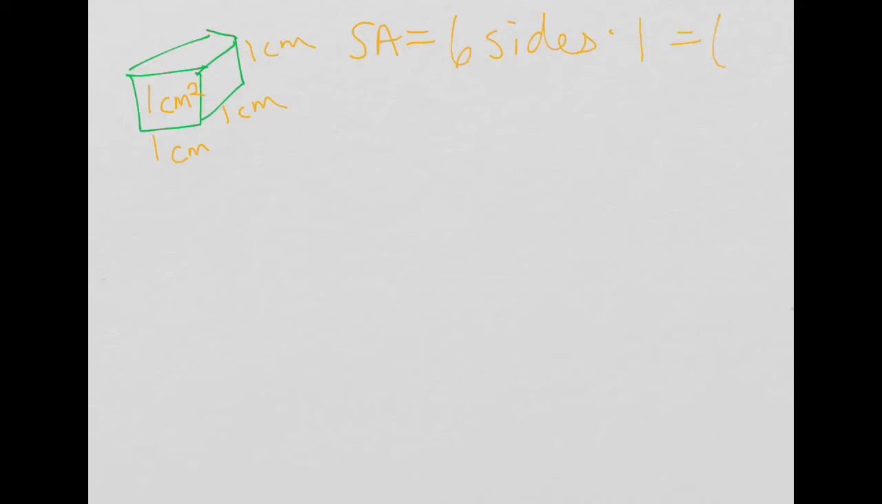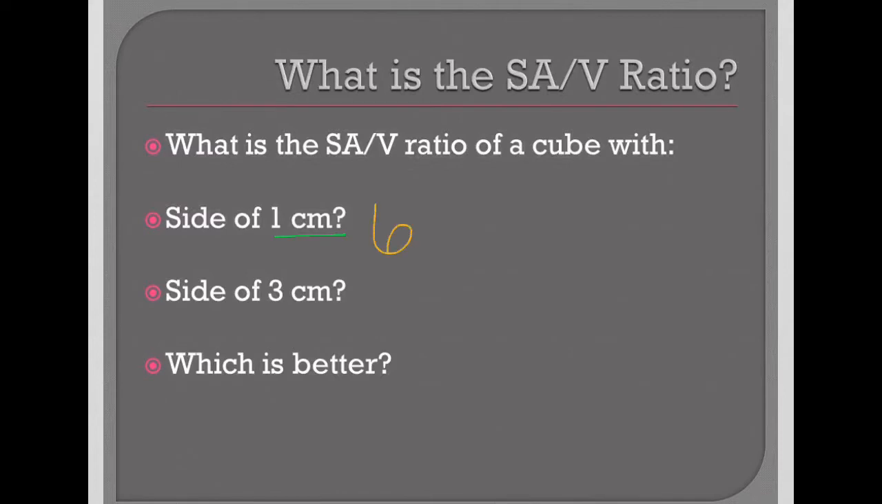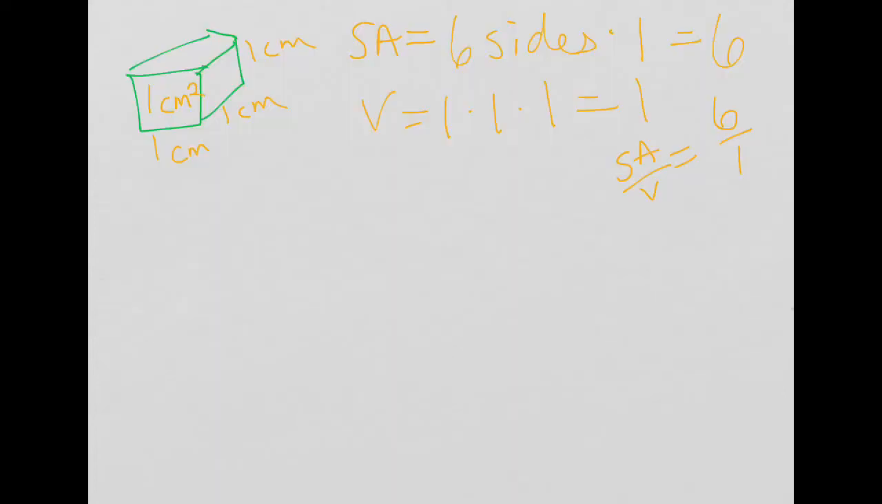So the surface area for us is going to be 6. The volume for a cube is its length times width times height. And so surface area to volume for our cube of side 1 centimeter is going to be 6. Okay. What about one with a side of 3 centimeters? Let's assume everything's the side of 3 centimeters.